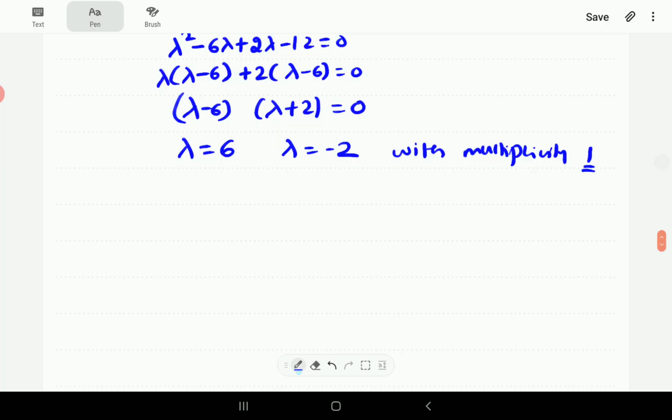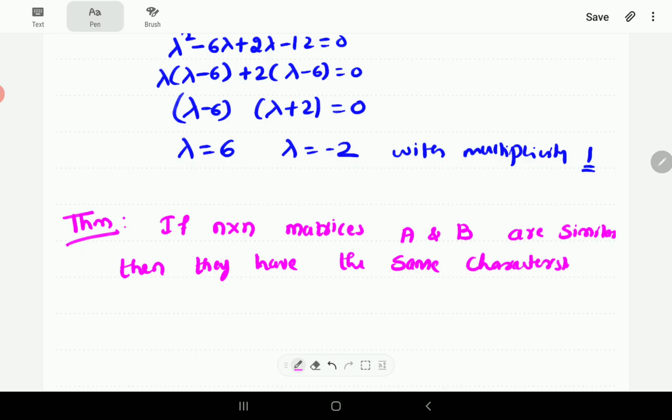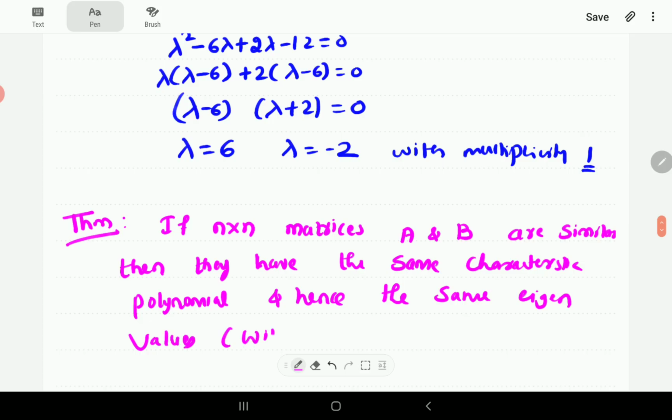Let's have one important property which says: if n cross n matrices A and B are similar, then they have the same characteristic polynomial, and hence the same eigenvalues with the same multiplicity.